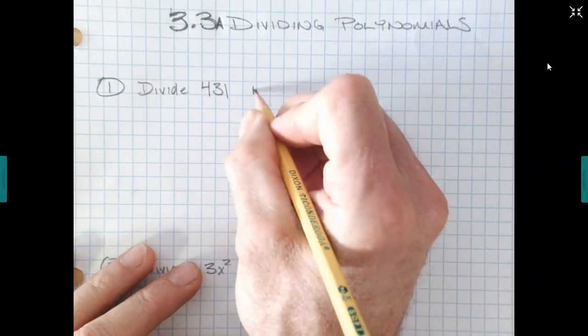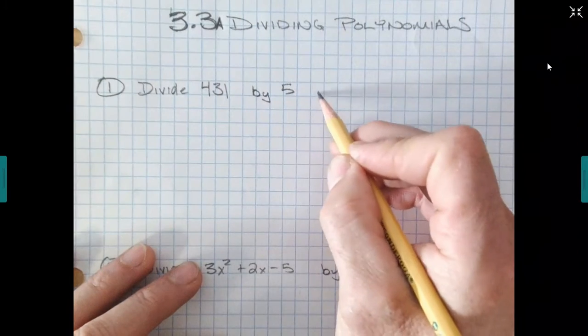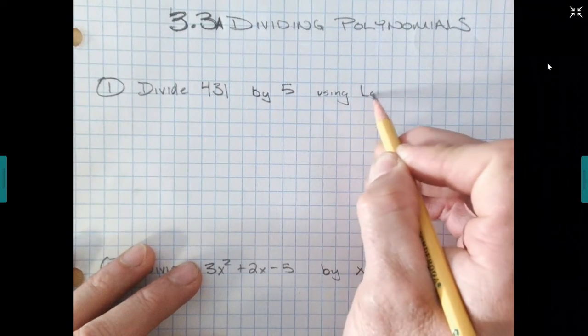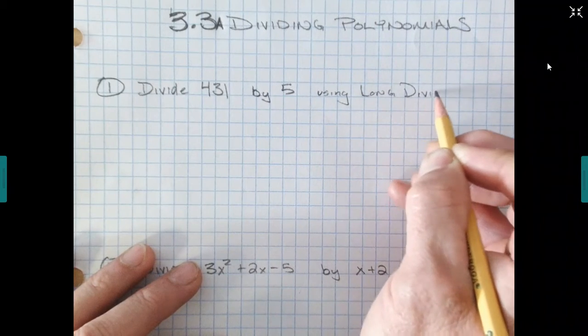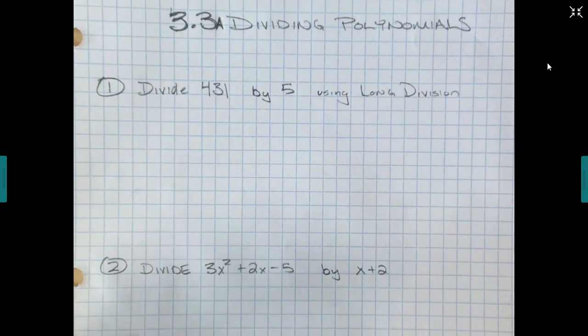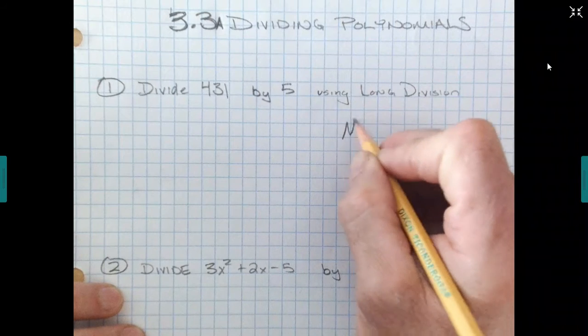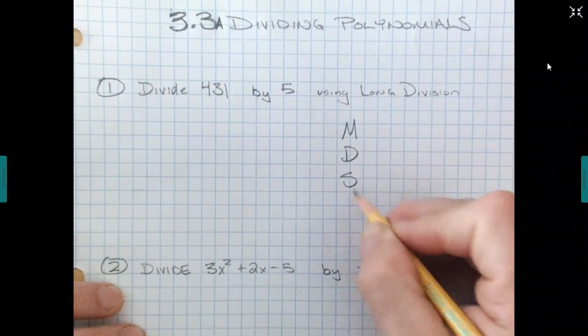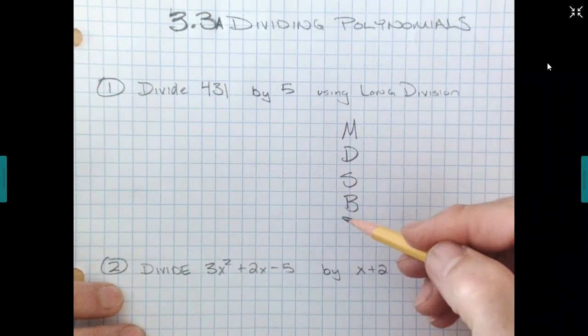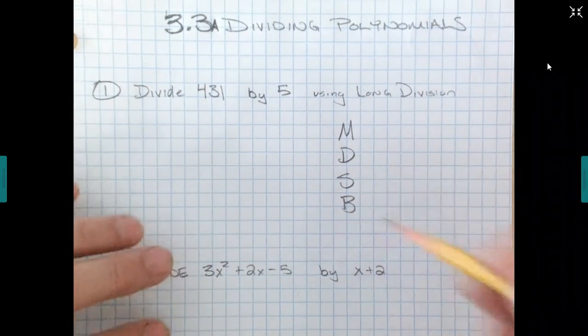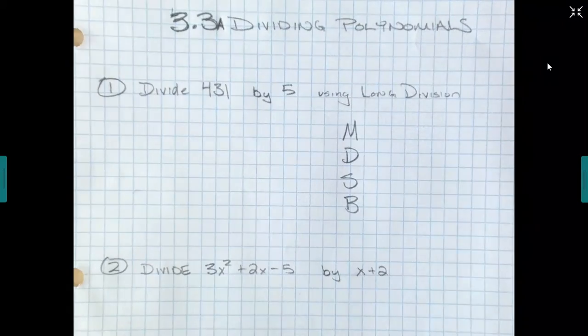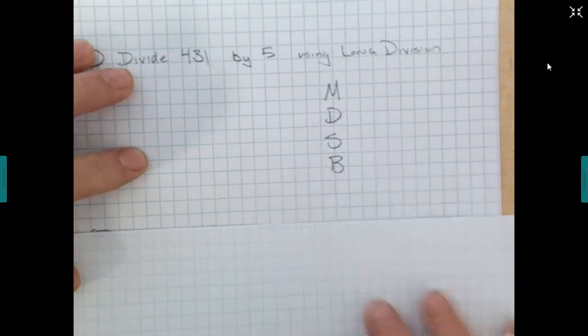So if I say divide 431 by 5, using long division, first thing that'll happen is maybe you'll start to sweat. Be like, oh, I don't know how to do long division. Well, that's why we're doing this refresher. So if you remember, mom, dad, sister, brother, those are the steps we use for long division. That's going to be the steps that we use for dividing of polynomials also.